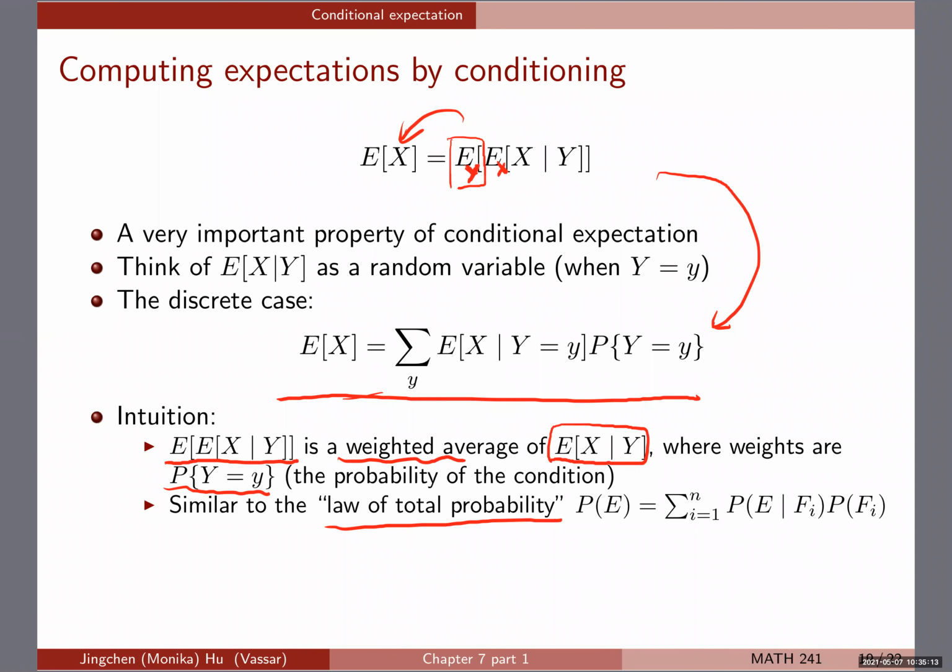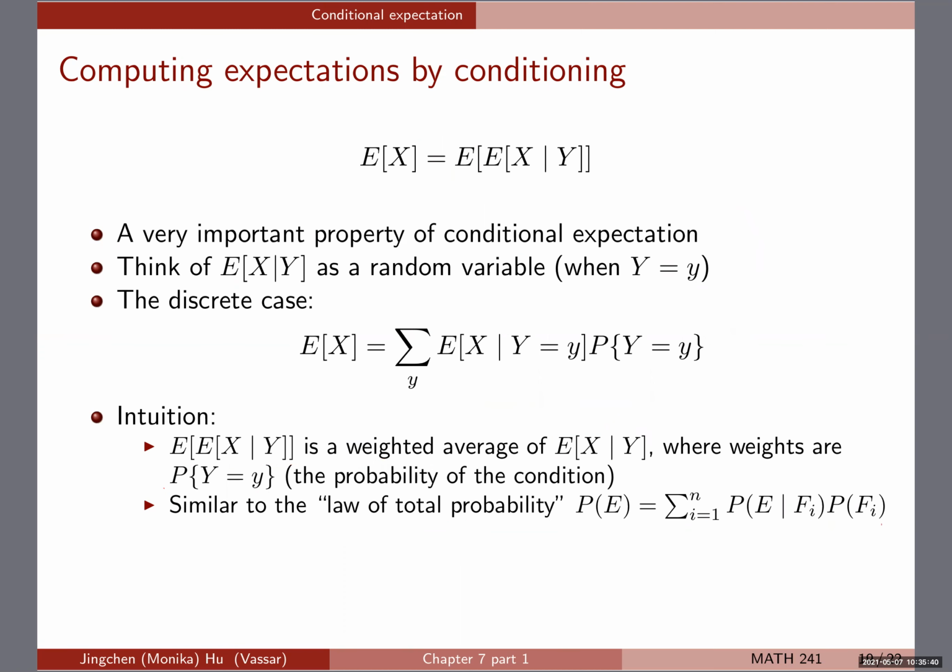If I want to know the marginal probability of event E, remember what we covered: if we have a partition Fi, we multiply the marginal of Fi by the conditional to get the joint of E and Fi, and sum over all of the possible Fi's, then we are back to the marginal of E. So similarly, we're doing something like that here.